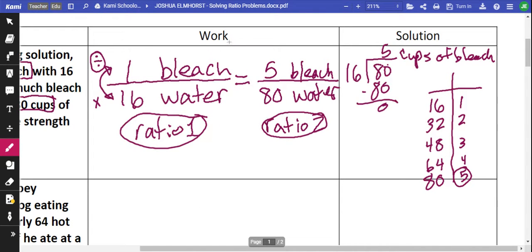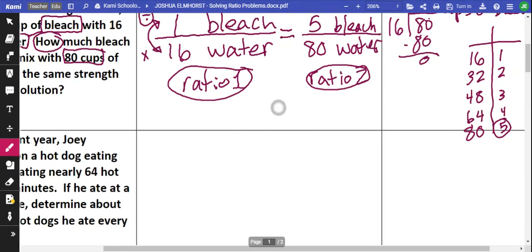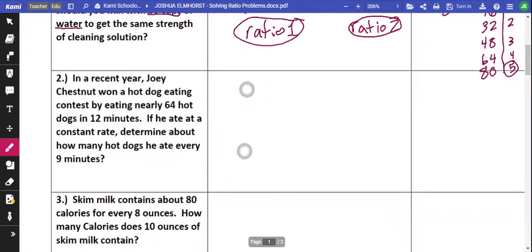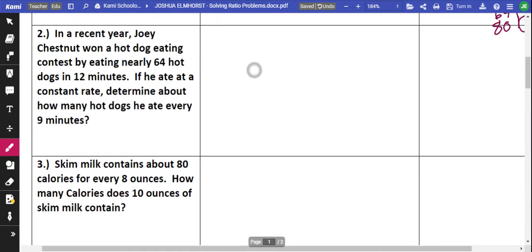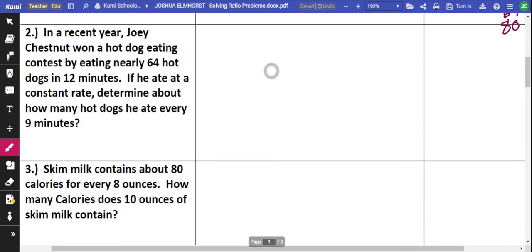So step 1, we're going to look at what is being compared. Then step 2, we're going to look at the math. And then step 3, you're going to solve. All right, so I'm going to go through a couple more examples here for the assignment, and then students will choose 3 other ones that they're going to do themselves.